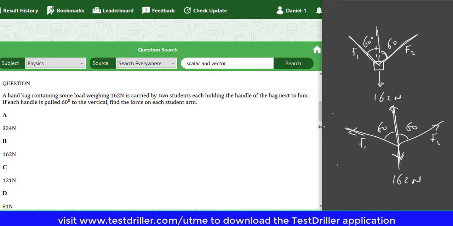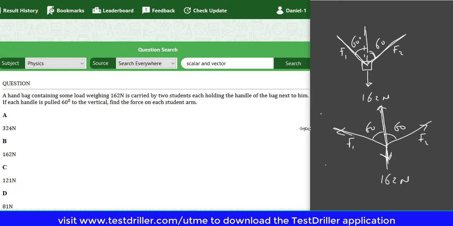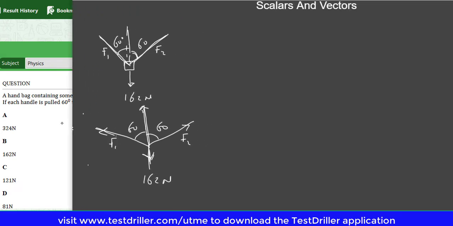So what we need to do to determine the value of F1 and F2 is to resolve F1 and F2 to get the vertical component, because once you have the vertical component it will be equivalent to the downward force on the bag. So what that means is this: if I have these two forces this way, and here you have the weight which happens to be 162 Newton.